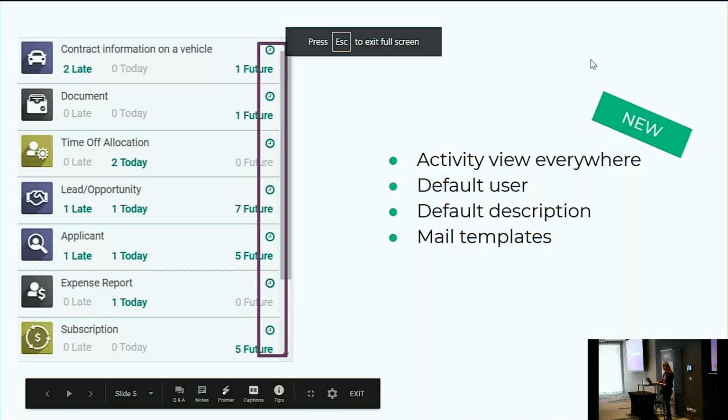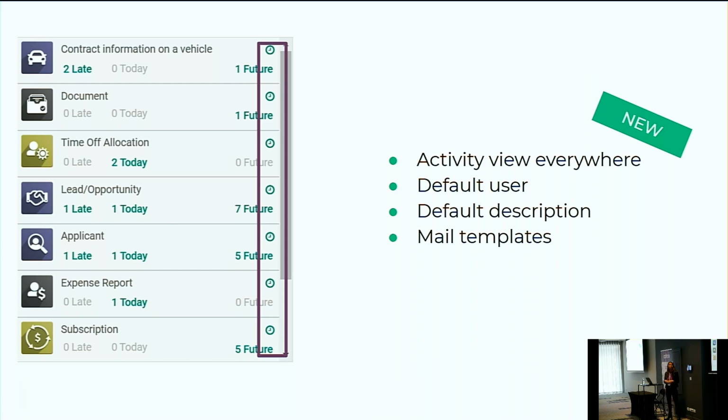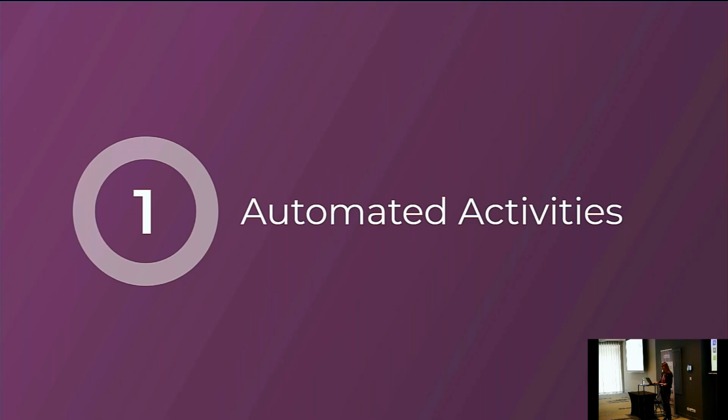So let's have a look now at the new features for the schedule activities. So as I showed you, you can see it from everywhere. You can see it also in the systray, so for all the applications. You can now assign a default user in version 13 and a default description. And as you have seen, this is available now to have mail templates directly from an activity. So this is really convenient.